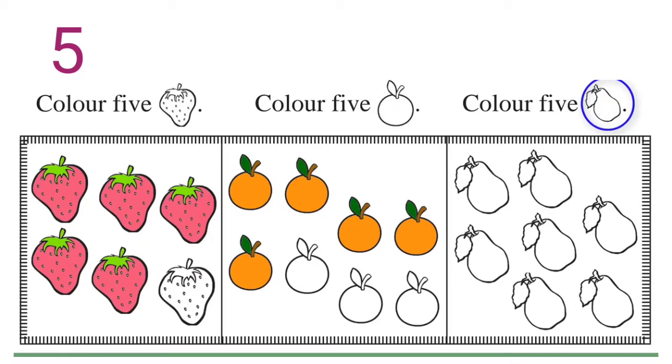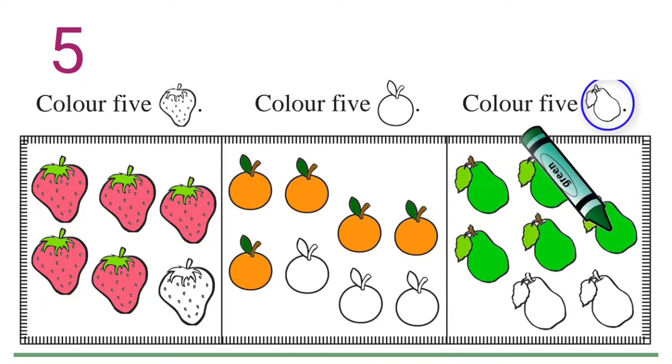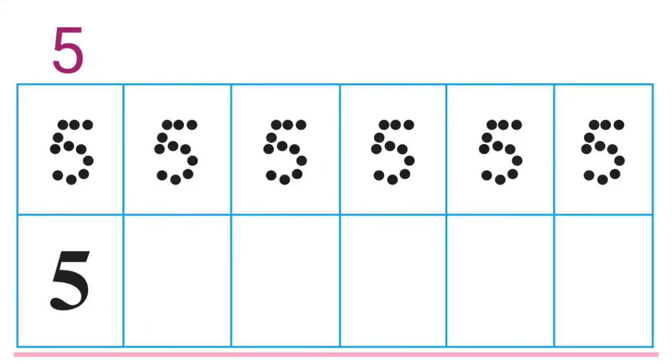And what is this? This is guava. We have to color 5 guavas. Let's color. 1, 2, 3, 4, 5. Very good. Very nice. Let's trace number 5.